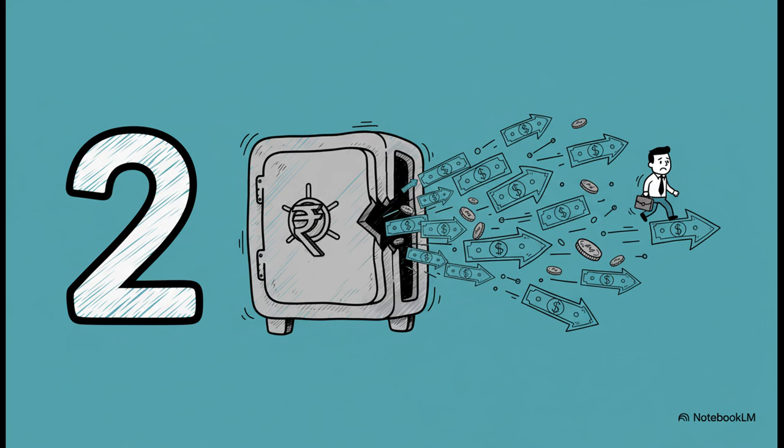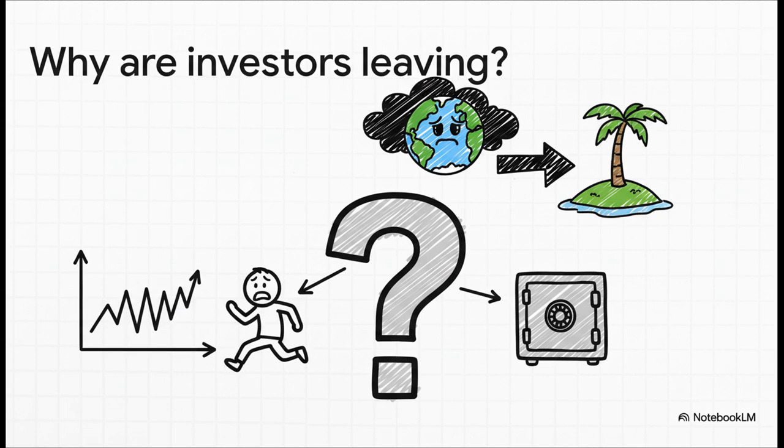Okay, let's get to our second key factor, and this one is all about what investors are doing with their money. A whole lot of foreign cash, specifically from what we call foreign portfolio investors, or FPIs, has been pulled out of the Indian market. So, why are they all running for the exit?